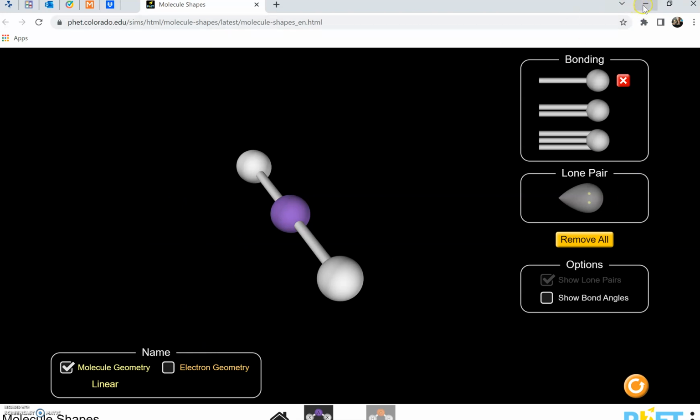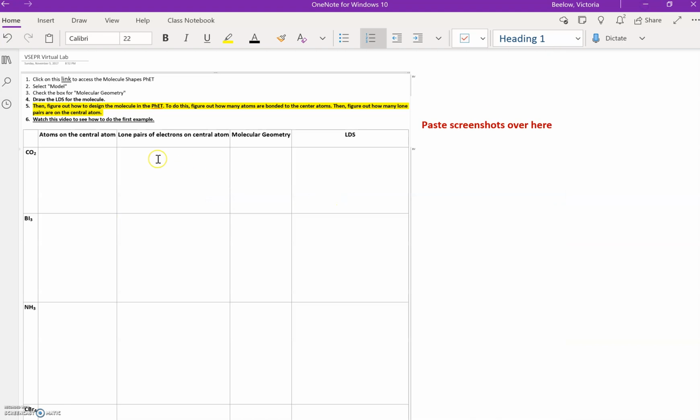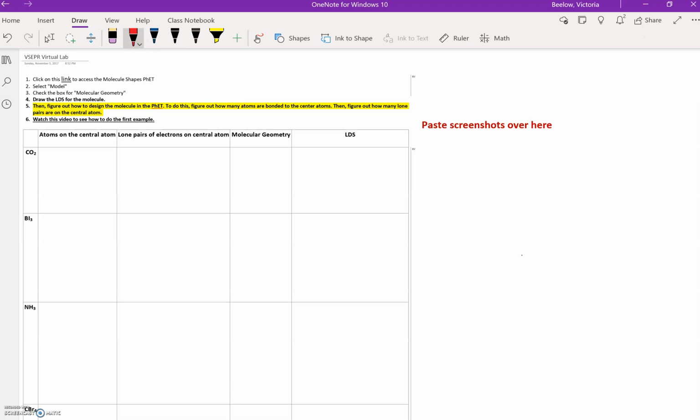But before I get to this, I want to go over this part in the lab. Once we have our PhET set up and ready to go, we're going to start by drawing the Lewis dot structure for this particular molecule. Then we're going to build it in the PhET, so we can figure out its molecular geometry. For my first one, I have CO2, which is carbon dioxide.